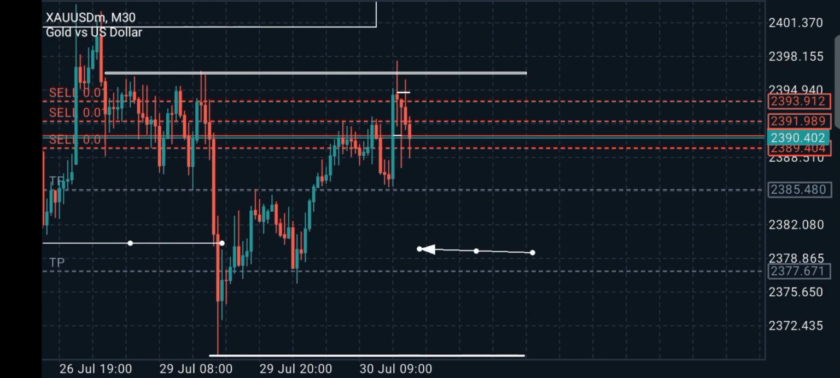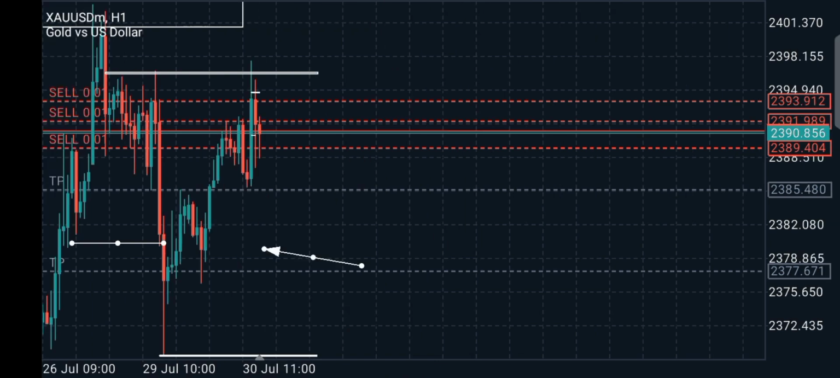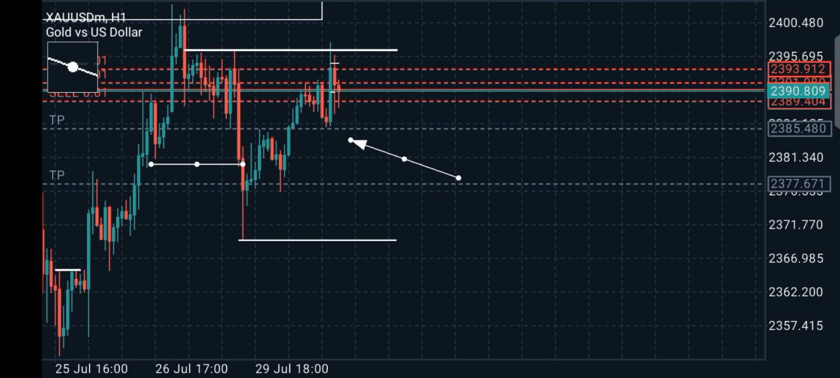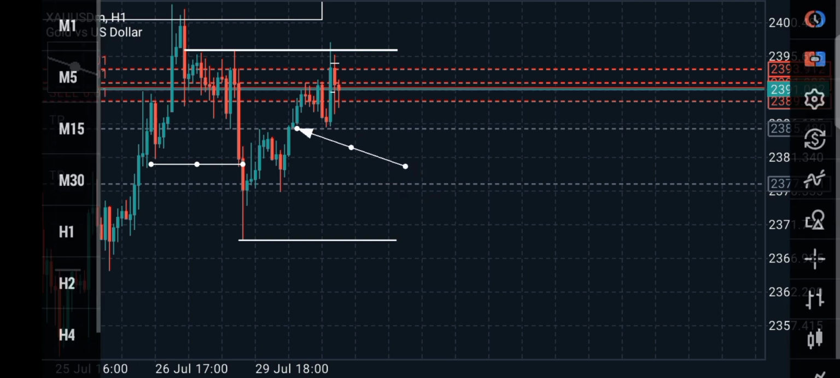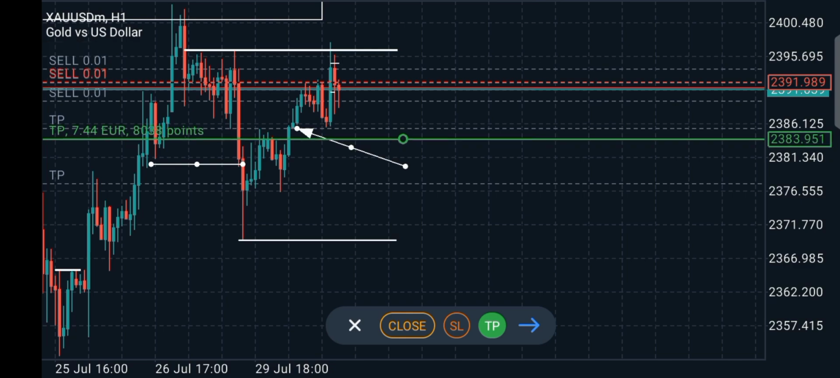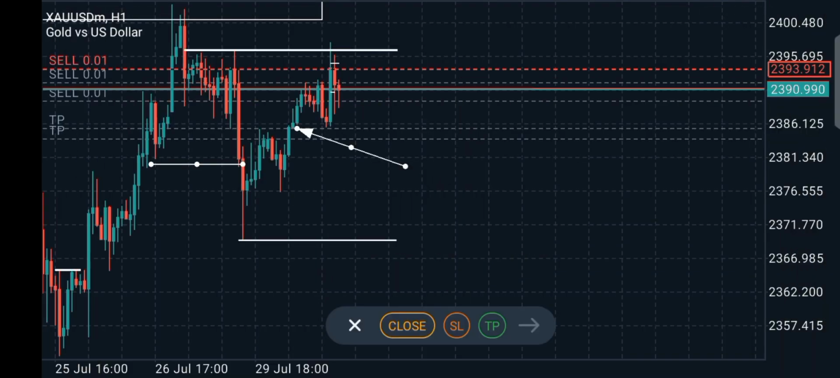Let's just see what this price is going to do. On 1 hour we have an imbalance here. I'm expecting the price to come and fill this imbalance. So let me just take the tip here, 50% of this imbalance. I want to see price come and fill here.